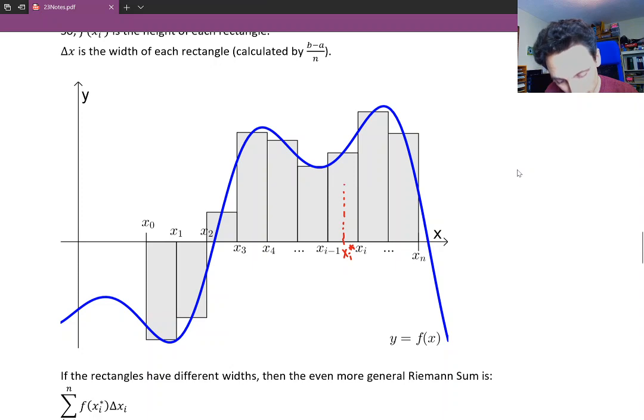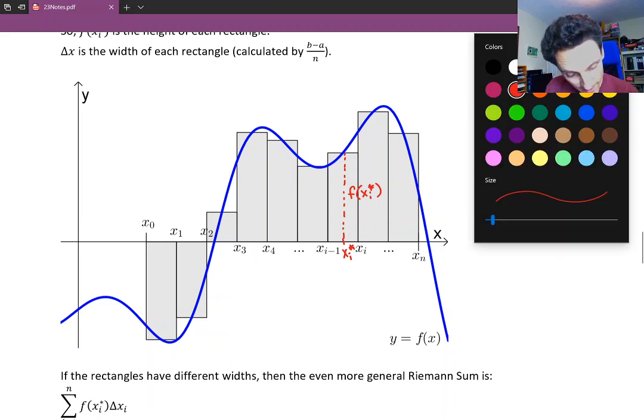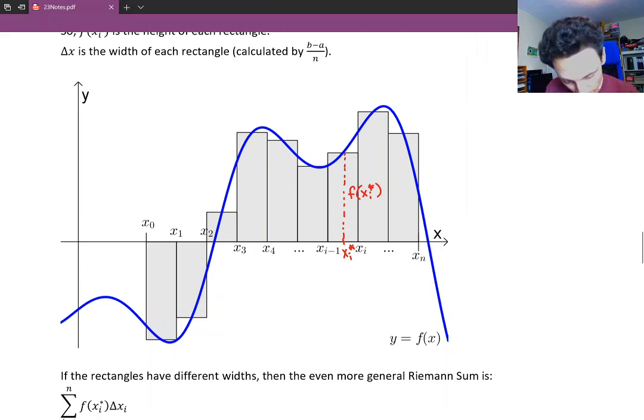Now f of x sub i star is giving us the height of this rectangle. Here's f of x sub i star in the picture, just for that one rectangle. And then delta x, I'll use a different color for delta x, is the width of that rectangle.